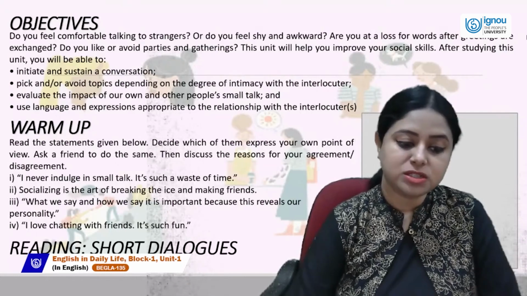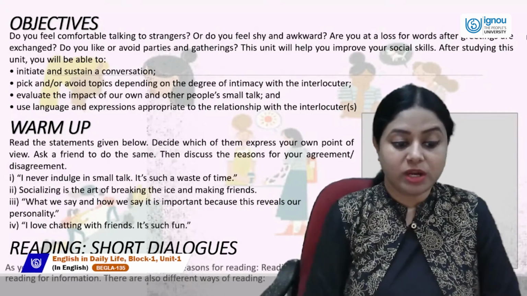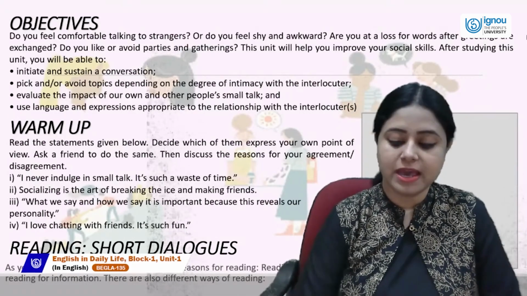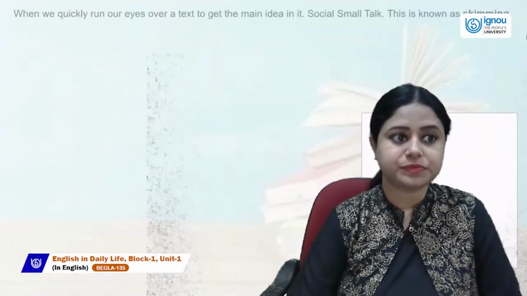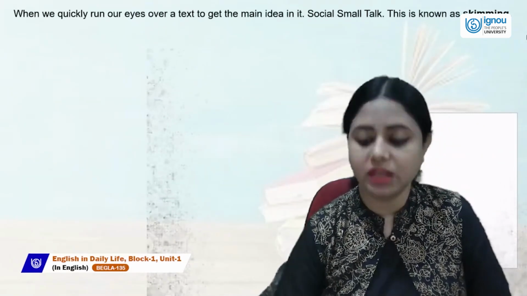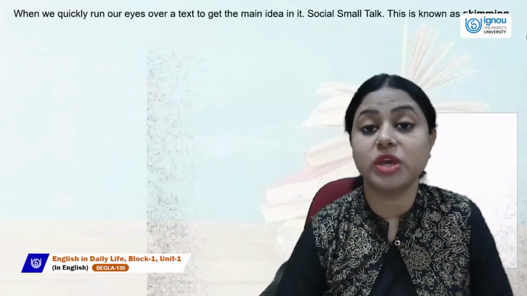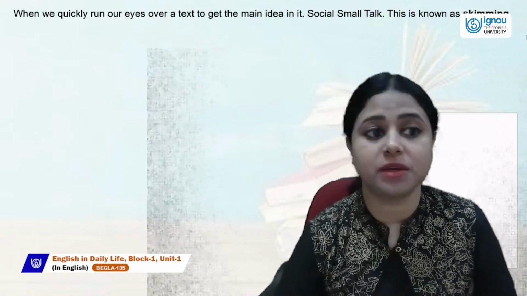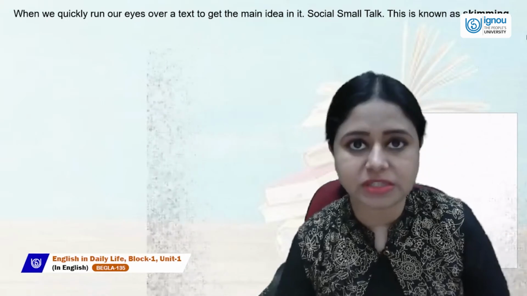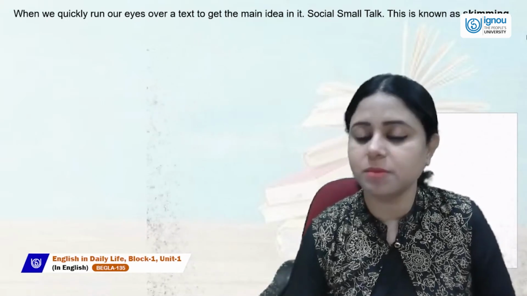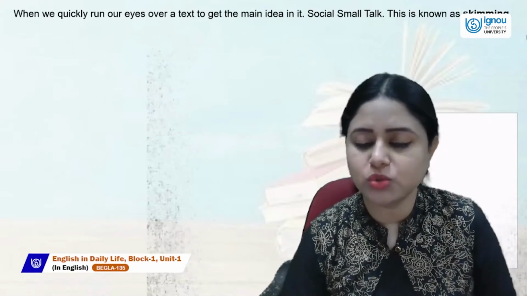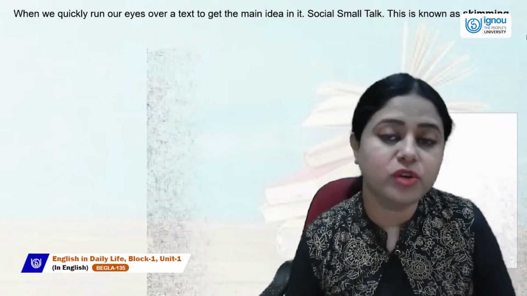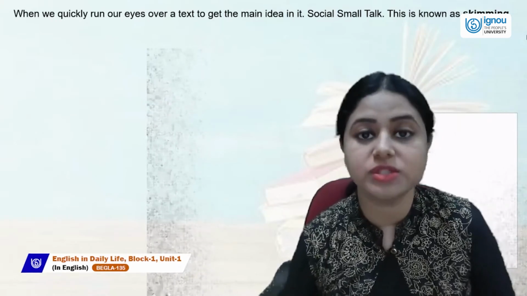Now we talk about short dialogues. As you're well aware, there are two main reasons for reading: reading for pleasure and reading for information. And there are also different ways of reading. When we quickly run our eyes over a text to get the main idea in it, this is known as skimming. Okay, when you skim through pages, you are just getting the main idea. You just go through the pages and run your eyes over them, but you are not carefully reading each and every line. You're skimming through this.